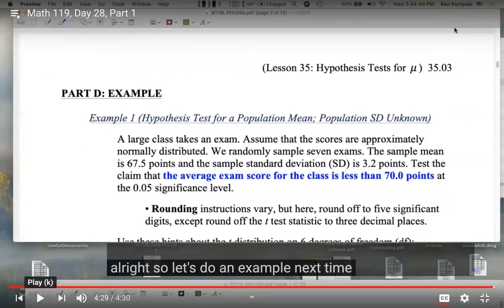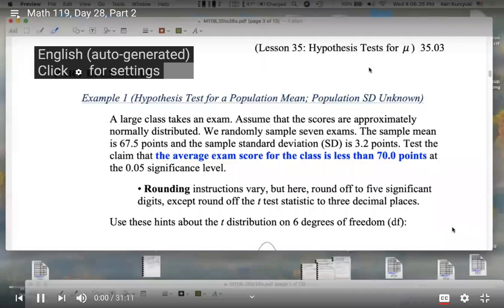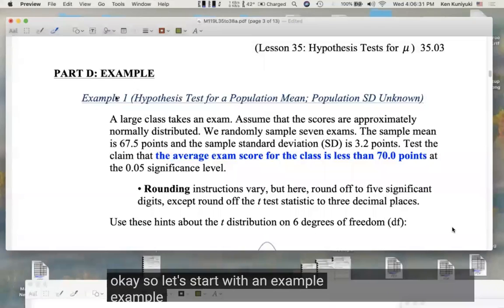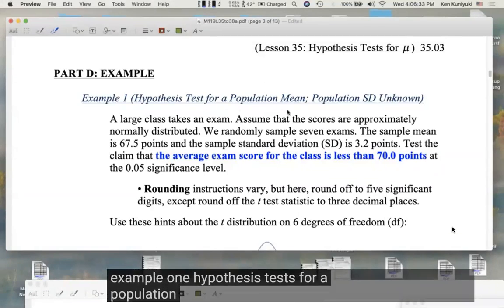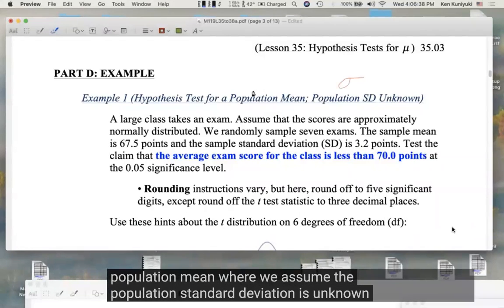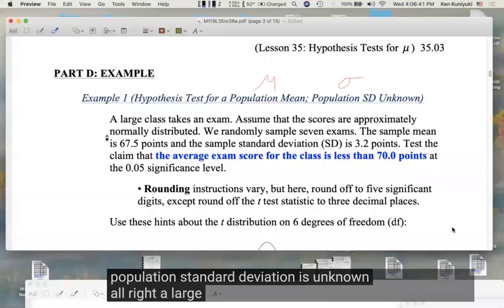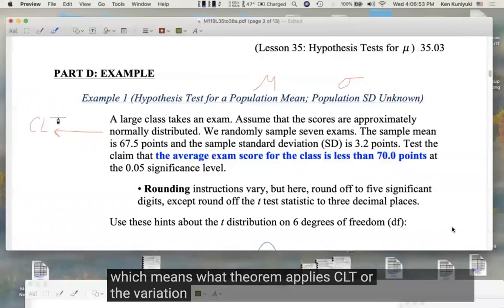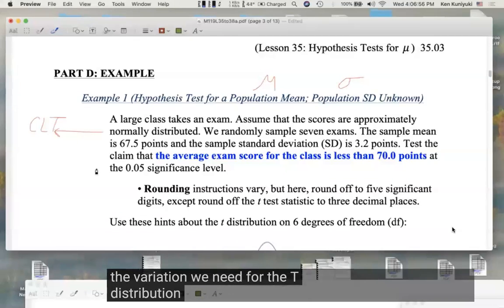All right, let's look at an example. Okay, so let's start with an example. Example 1, hypothesis test for a population mean, where we assume the population standard deviation is unknown. All right, a large class takes an exam. Assume that the scores are approximately normally distributed, which means what theorem applies? CLT, or the variation we need for the t distribution.